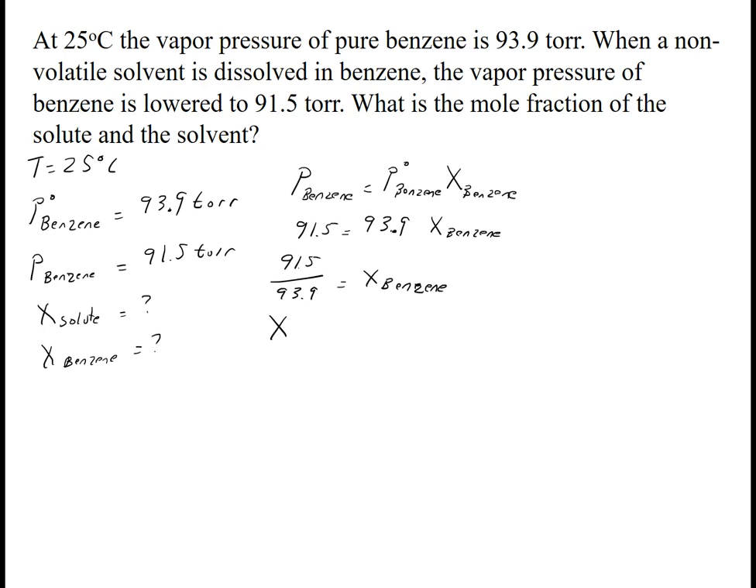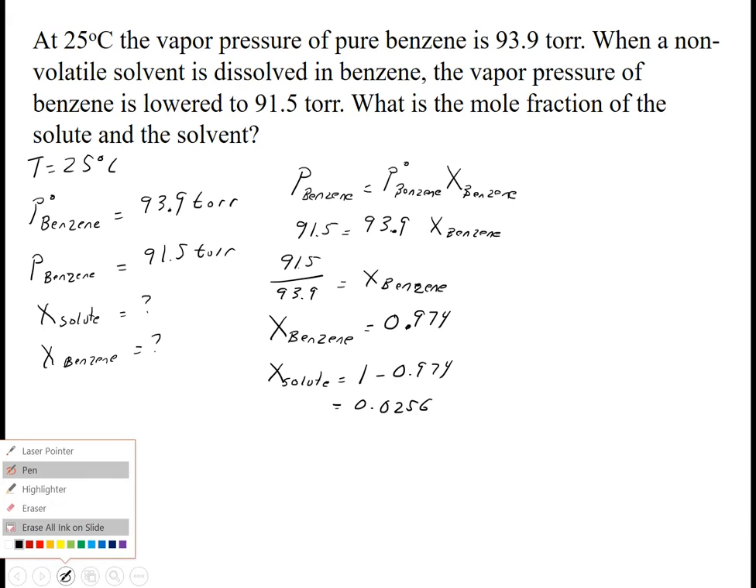So the mole fraction of benzene is 0.974. Again, there's no units for that. And because there's only two components to this, the mole fraction of my solute can be gotten by taking 1 minus the 0.974. And I get 0.0256. Again, no units there. So that's way number 1.